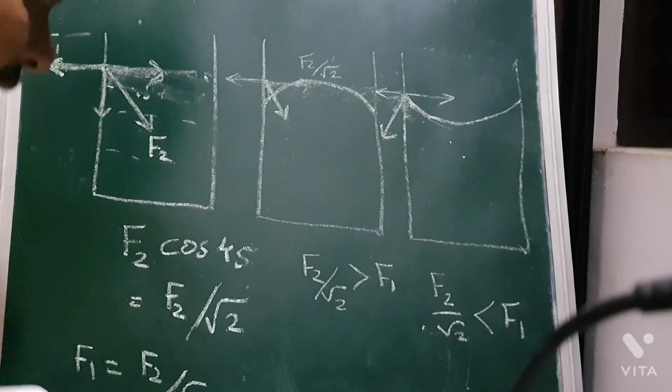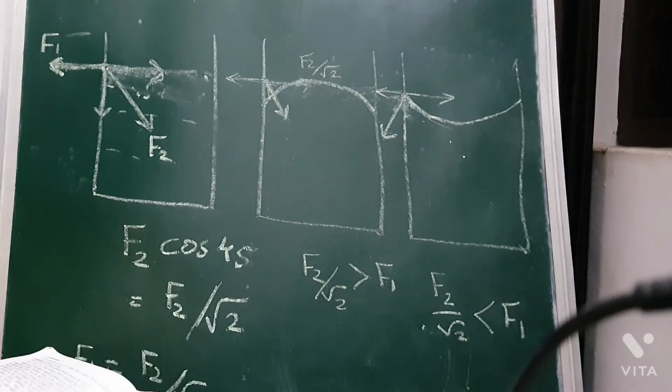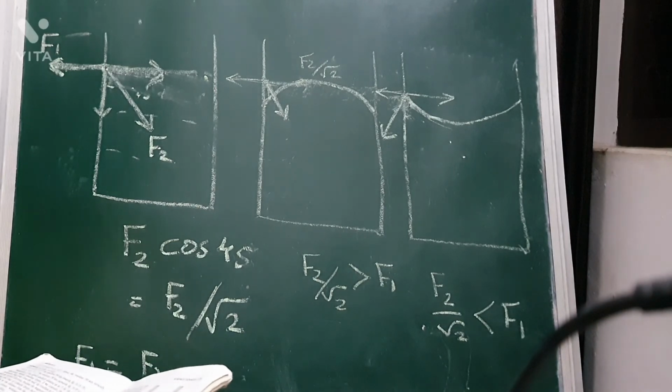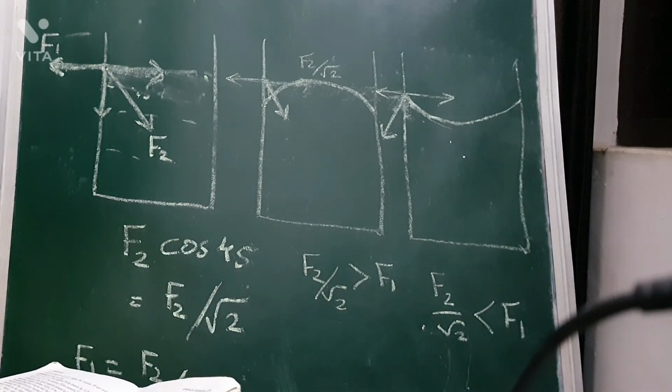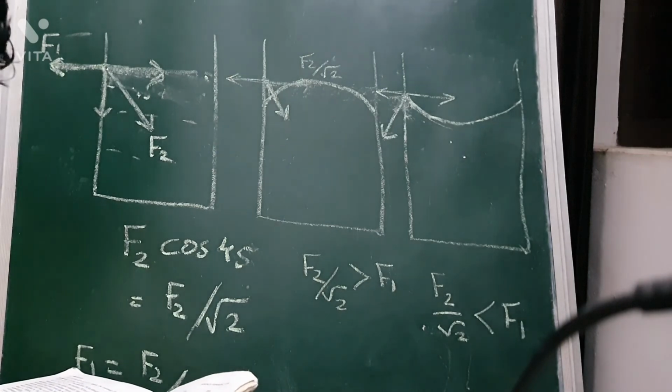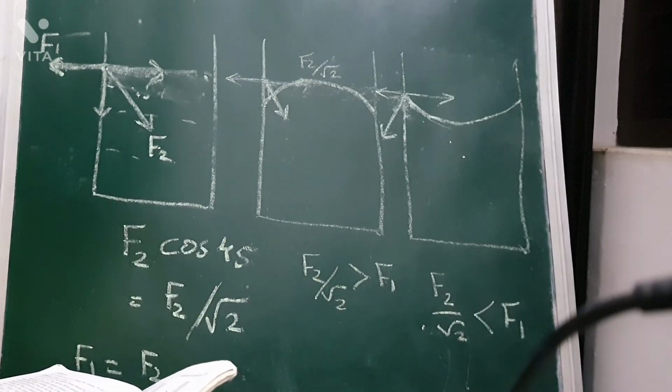Now we see what the angle of contact is. The angle of contact is the angle between the tangent to the liquid surface at the point of contact and the solid surface inside the liquid.